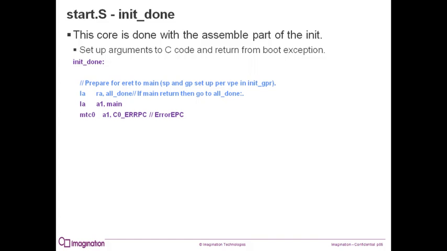Next, the address of main is loaded into A1, and the value of A1 is moved to the CP0 error exception PC. This is the return from exception address. To explain what is happening, when a MIPS core boots, it is in exception mode, so all of the code that has executed so far is part of the boot exception process. At the end of this boot exception processing, the code will use the error return instruction to change the mode to normal processing and start executing instructions at the address stored in the error exception PC.